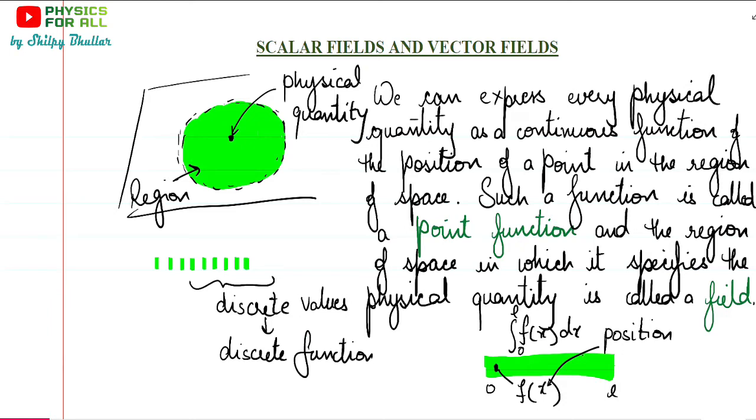So this is the entire region, this green band, and we have considered this particular point as a continuous function of position. Such a function is called a point function, since we have defined a function of a point. We had a point and we have expressed it in terms of a function. So such a function is called a point function, and always it is a continuous function.